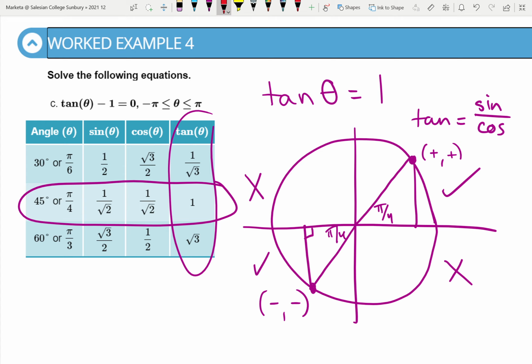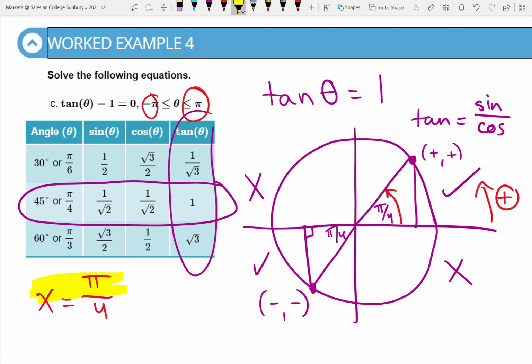We're going from negative pi up to pi, so our values have to lie in between there. So I'm going to go in the positive direction first. So let's put a positive angle. This is going to be just positive pi on 4. So x equals pi on 4, which is within the domain, so I'll highlight that straight away. It's a really easy one there. Let's go around a bit more.